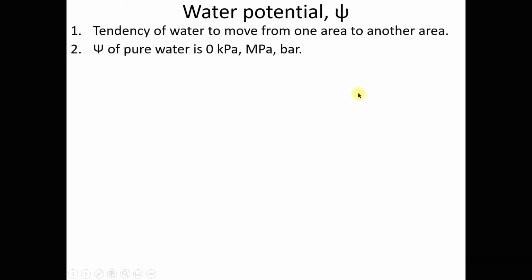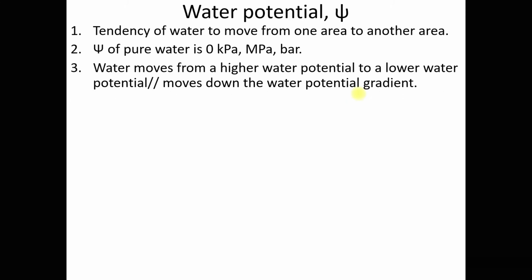So water potential is the tendency of water to move from one area to another area. Usually water moves from a higher water potential to a lower water potential region. Or simply you can say that water potential is the tendency of water to move down the water potential gradient. Now water potential of pure water is 0 kilopascal or 0 megapascal or 0 bar.